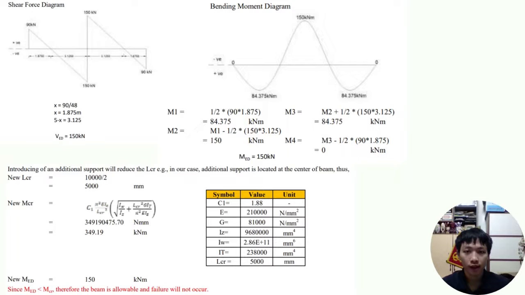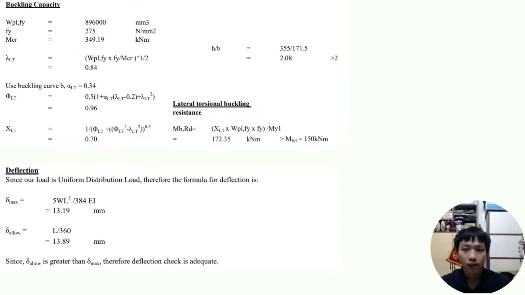Next, based on the reactions calculated, we can draw the shear force diagram and the bending moment diagram. The highest moment is 150 kNm, and the critical moment is 349.19 kNm. Since the moment is less than the critical moment, the beam can cater for the load and failure will not occur in this case. Last but not least, we also calculate the buckling capacity check and the deflection check. Since the buckling capacity we calculated is 172.35 kNm, which is greater than the moment, the lateral torsional buckling resistance is adequate for the beam section.